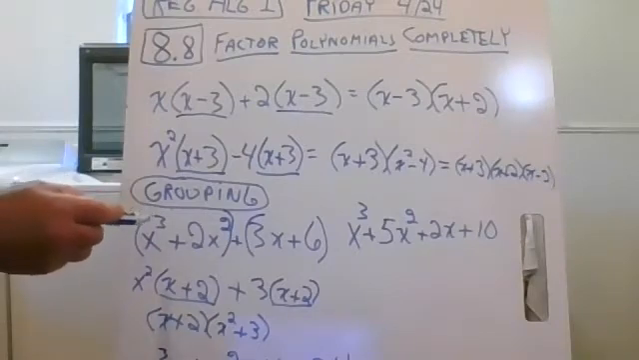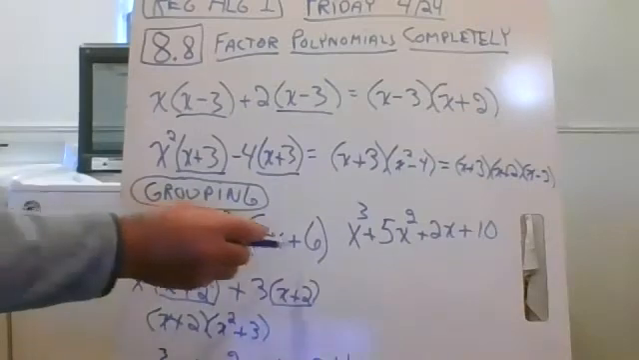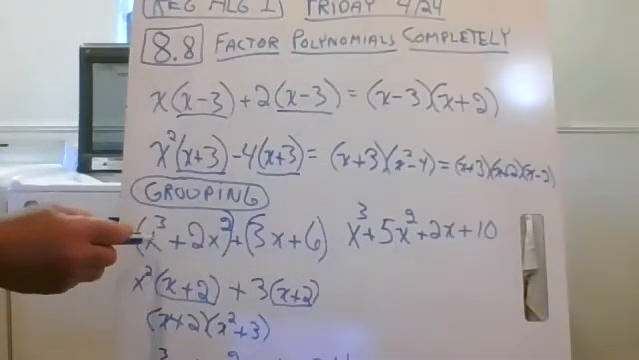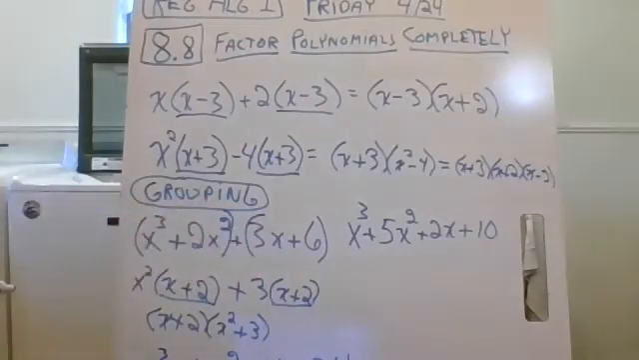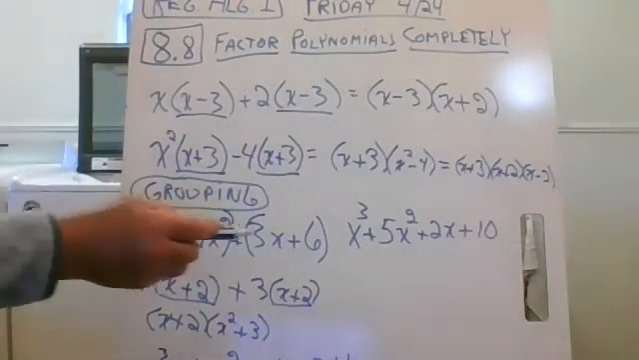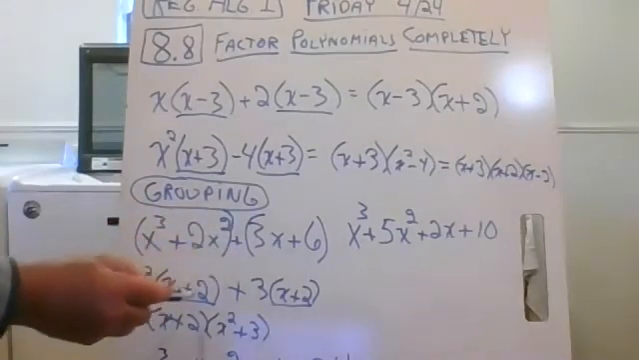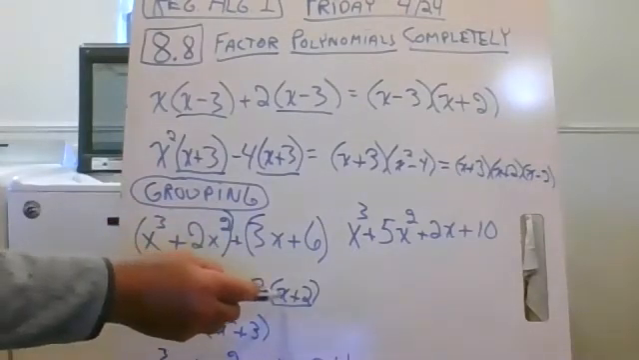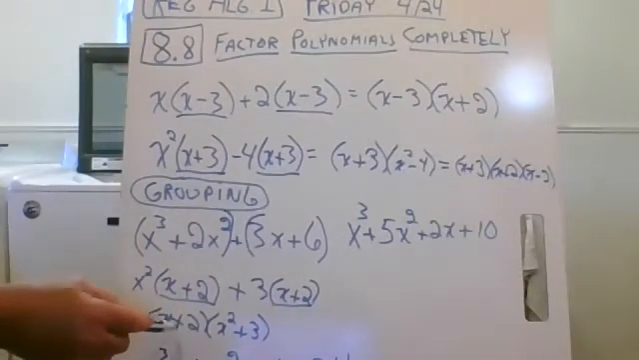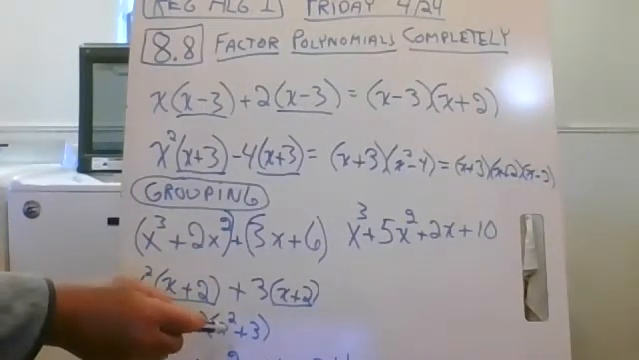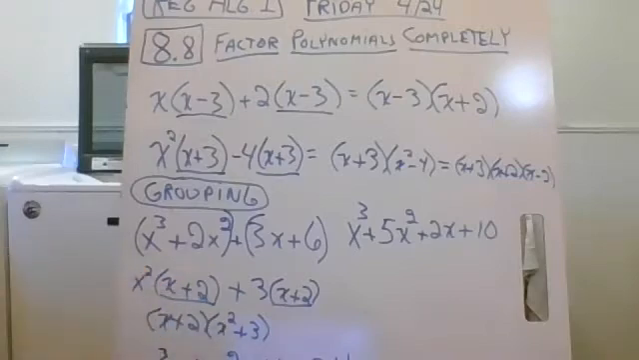So that's the method called grouping. It's 4 terms, and you group the first 2 in parentheses and the last 2 in parentheses. Then you factor each of them, and you end up with this common binomial factor that factors out and leaves you with this other factor. And we have it.